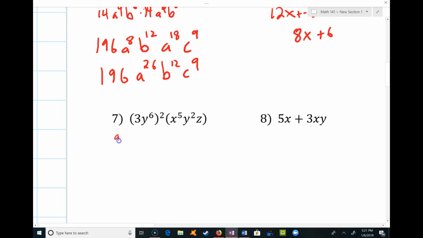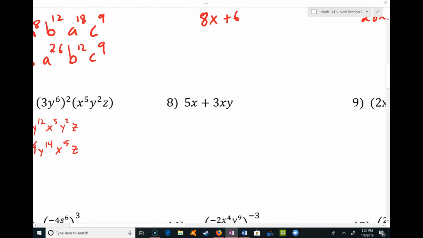So we said 3 squared is 9, y to the 6th squared, that'd be y to the 12th, times x to the 5th, y squared, and z. And then I look, is there anything else I can multiply together? Yes, the y to the 12th and y squared. So that's a total of 14 factors of y. So that'd be 9y to the 14th, x to the 5th, and z.